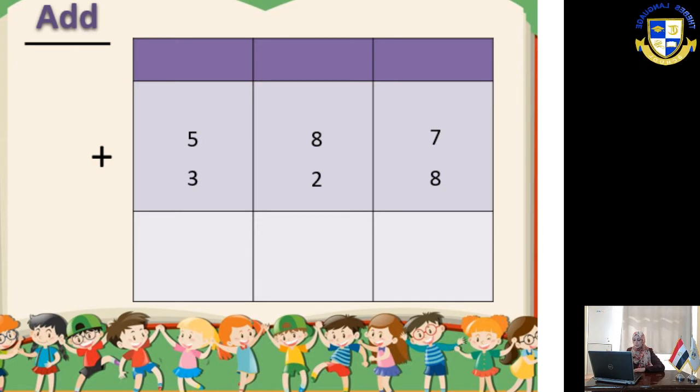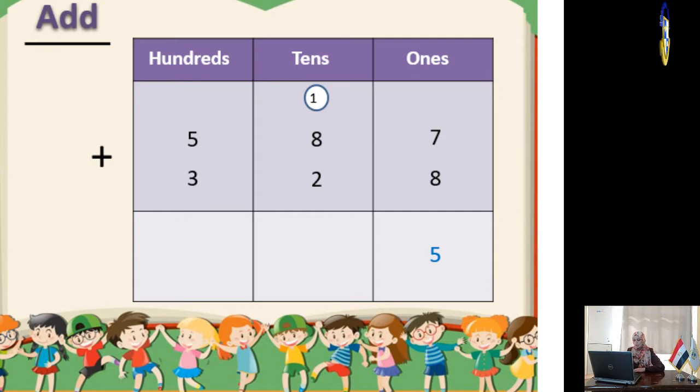Another addition, 587 plus 328. Start with the ones. 7 plus 8 equals 15. 5 and carry 1. 1 plus 8 equals 9. 9 plus 2 equals 11. 1 and carry another 1. For the hundreds, 1 plus 5 equals 6. 6 plus 3 equals 9. 915.